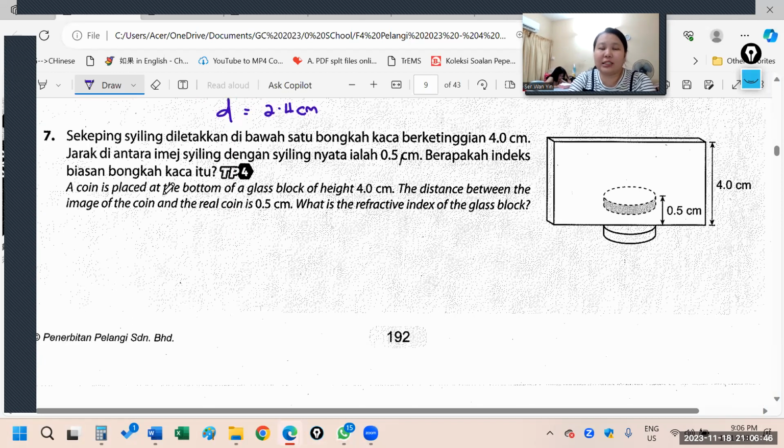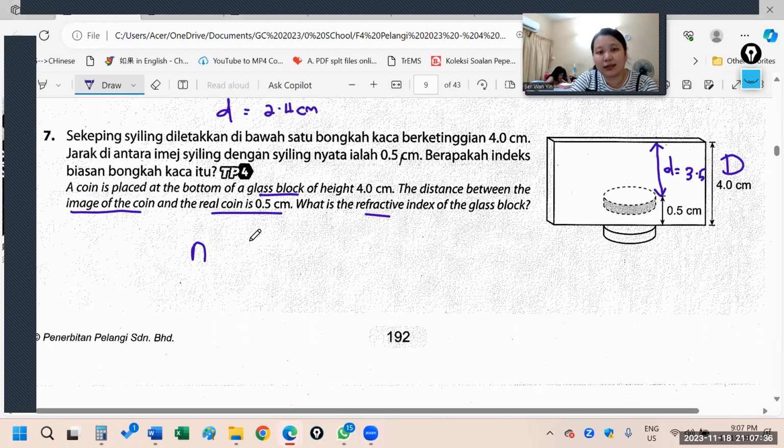Okay, so now a coin is placed at the bottom of a glass block of height 4 cm. So this is the real depth. And then the distance between the image of the coin and the real coin is 0.5 cm. So can you please translate? Actually, what is the apparent depth? So 3.5. Yes, thank you, Shenyu. We always count from top to bottom, all right? Yes, thank you, Bethany. So real depth, apparent depth, what is the refractive index?